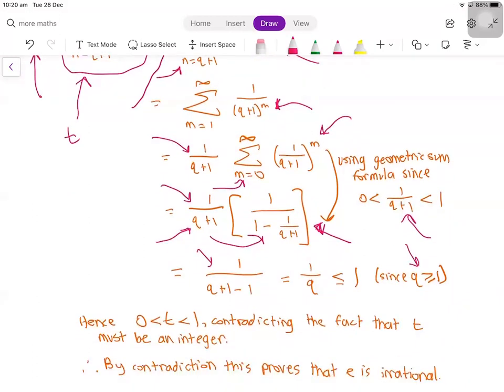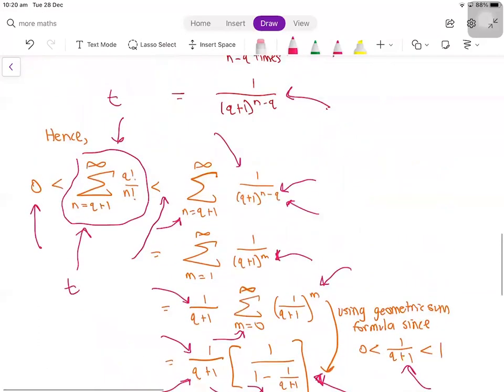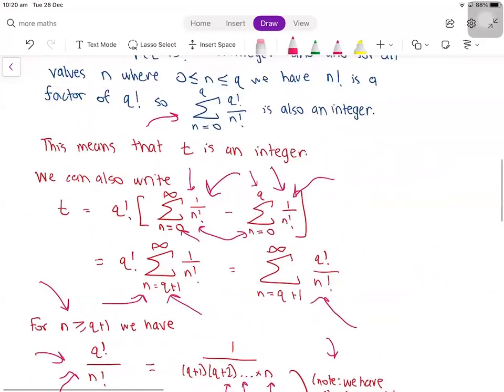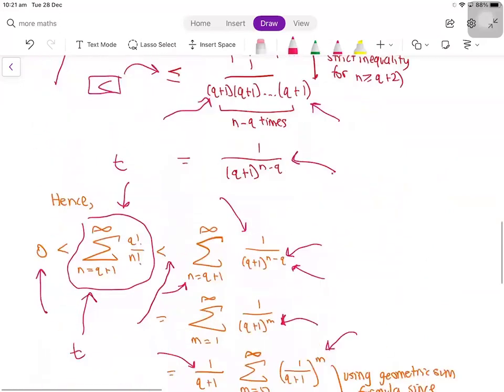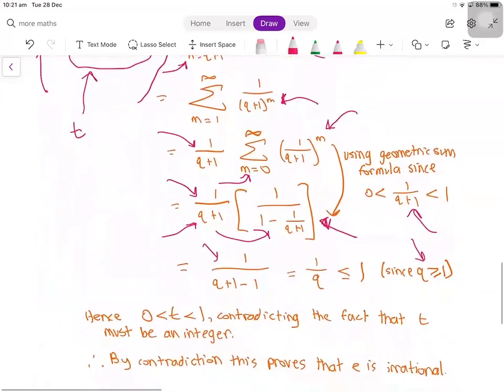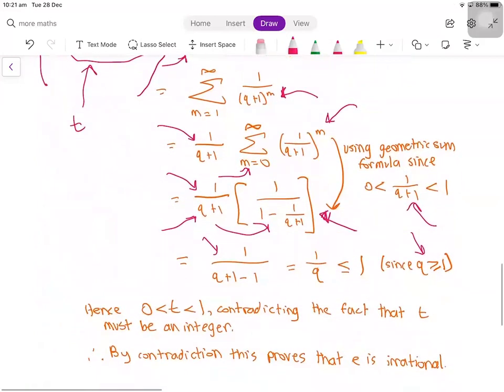However, this is a contradiction because we proved earlier that t had to be an integer, but we can't have an integer if t is greater than 0 and less than 1. So this gives us a final contradiction and proves that e has to be an irrational number. So you can't write e as p over q, where p and q are positive integers. Okay, so that concludes the proof of one of the proofs that e is irrational.